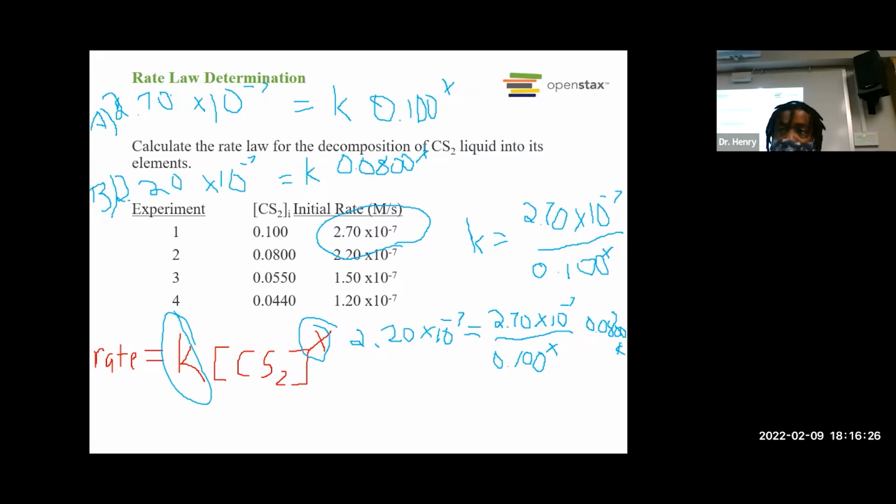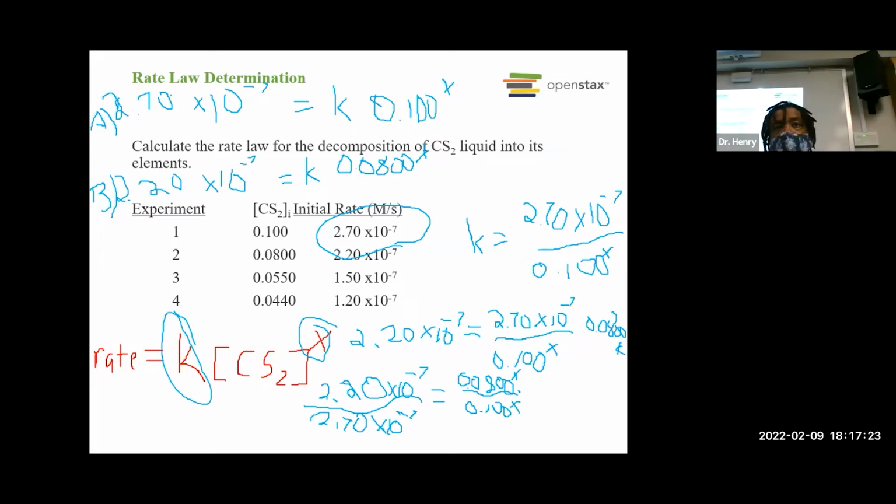So then we'll get 2.20 times 10 to the minus 7 divided by 2.70 times 10 to the minus 7 is equal to 0.0800 to the x power divided by 0.100 to the x power.